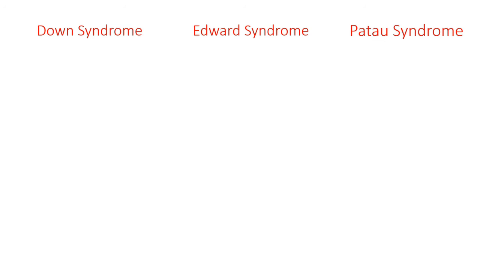So let's have the summary of your trisomies. First, you have Down syndrome, which is also known as trisomy 21. Edwards syndrome is trisomy 18. And then Patau syndrome is trisomy 13. Okay, so in trisomy 21, there are 3 copies of chromosome number 21.